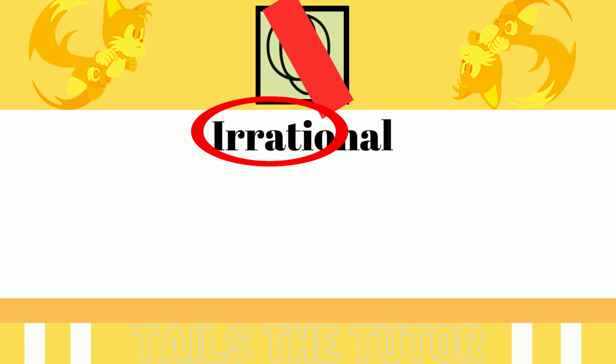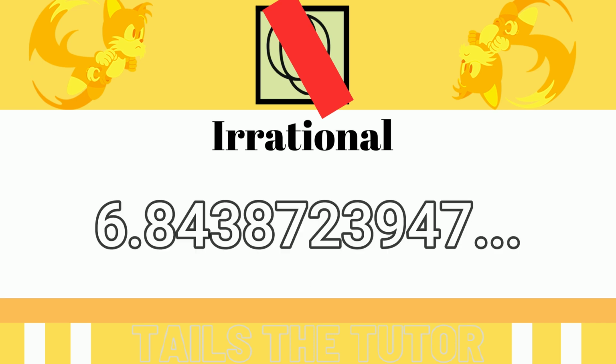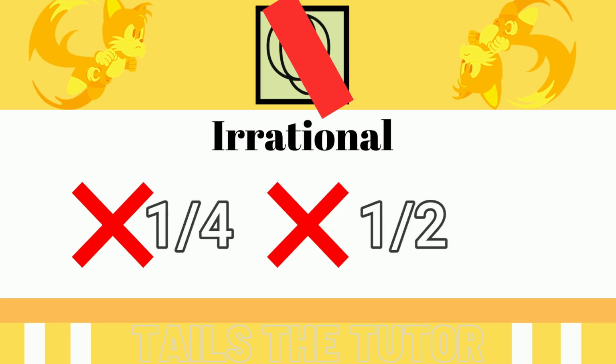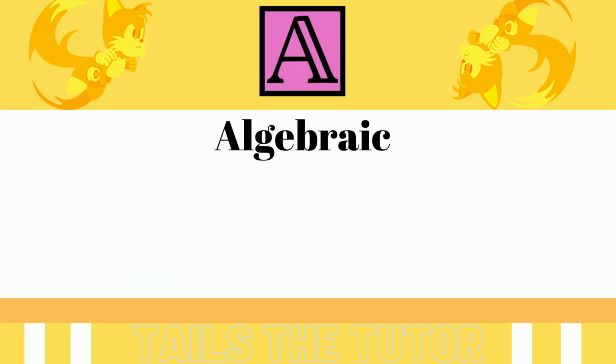Irrational numbers, as the name just suggests, can't be written as a ratio. Have you ever typed a random number in your calculator and it came out to something like this? Then it's probably irrational. They can't be written as fractions, and irrational decimals have no repeating pattern.